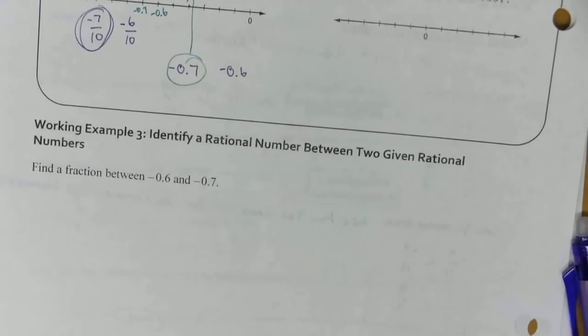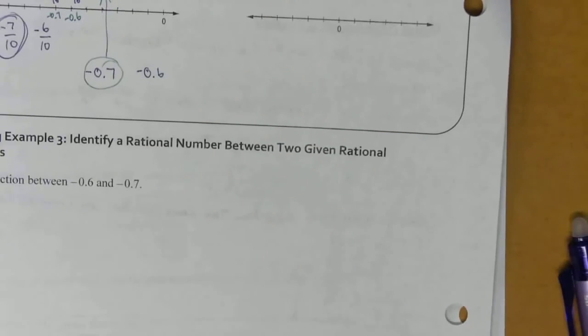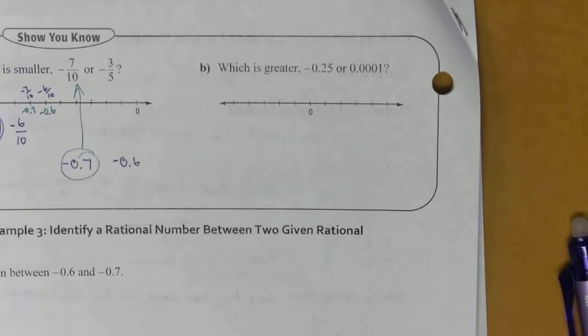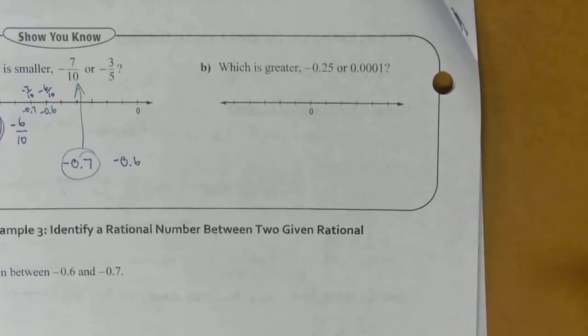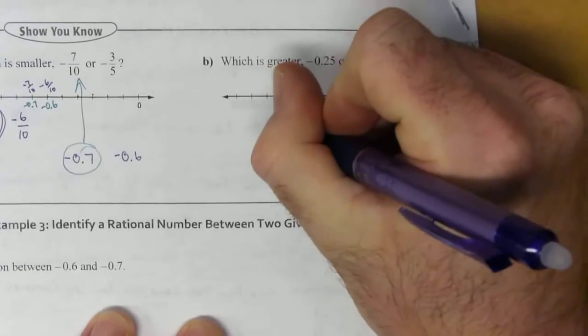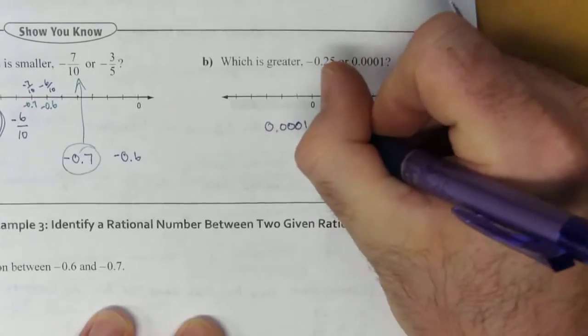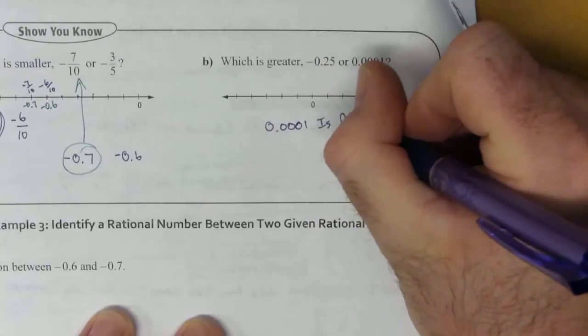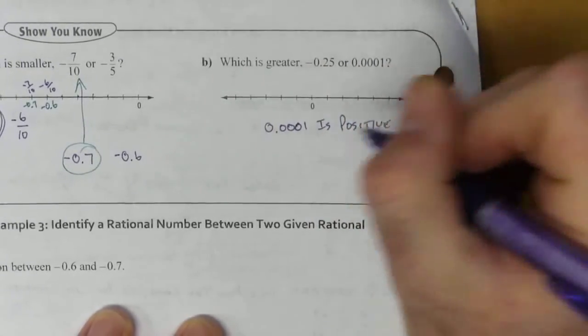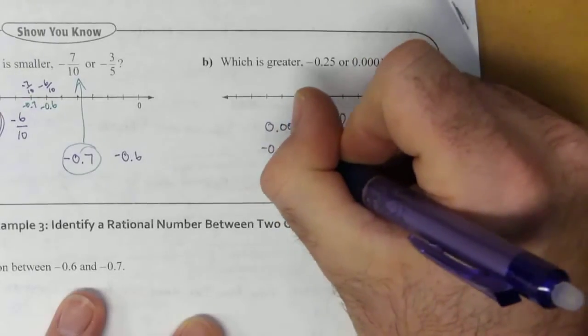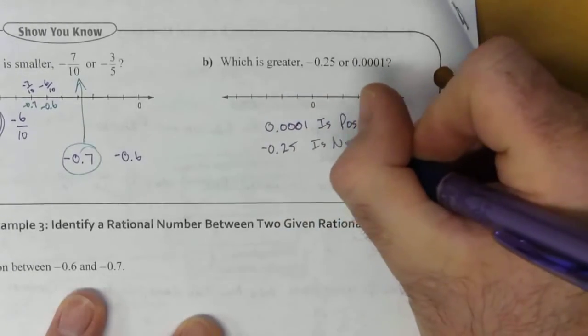So which is greater? Part B, negative 0.25 or 0.0001. This question is very easy. One number is negative, one number is positive. So the greater one is going to be the positive one. 0.0001 is positive. Negative 0.25 is negative.